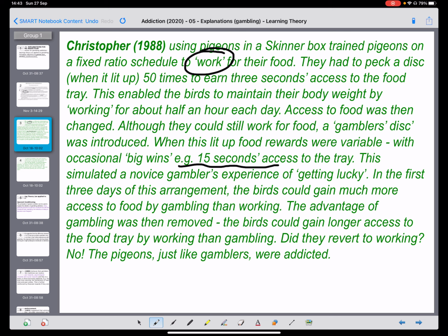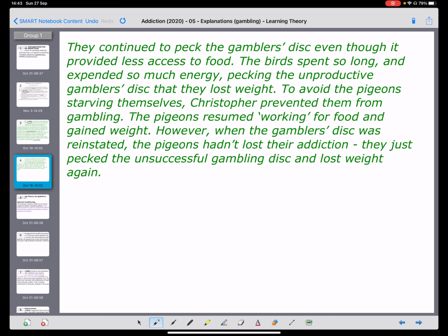They were addicted. Now, obviously, we could end the situation there, and it's all about how we've made pigeons addicted to a particular disc that they can tap on in order to get more food. The sad reality is that they were addicted to this disc, and therefore they started to lose weight and potentially die.